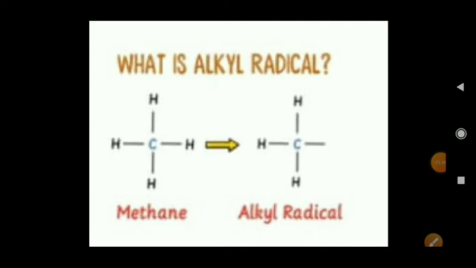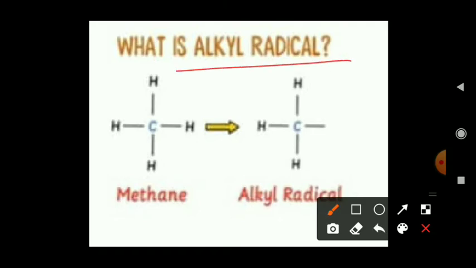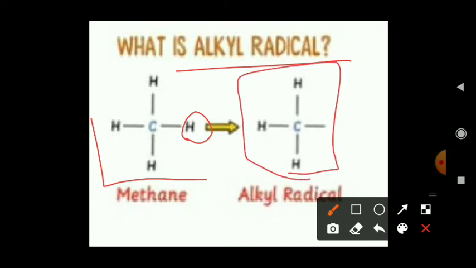So first of all, let's see what an alkyl radical is. Alkyl radical plays a very important role in functional groups and the homologous series. So what is an alkyl radical? Let's take the example of methane. Methane is CH4, where 4 hydrogens are bonded with 1 carbon by 4 covalent bonds. When we remove 1 hydrogen of that methane, it becomes methyl. And methyl is an alkyl radical. There is also a homologous series of alkyl radicals: methyl, ethyl, propyl, butyl, pentyl, hexyl. So this is what an alkyl radical is.